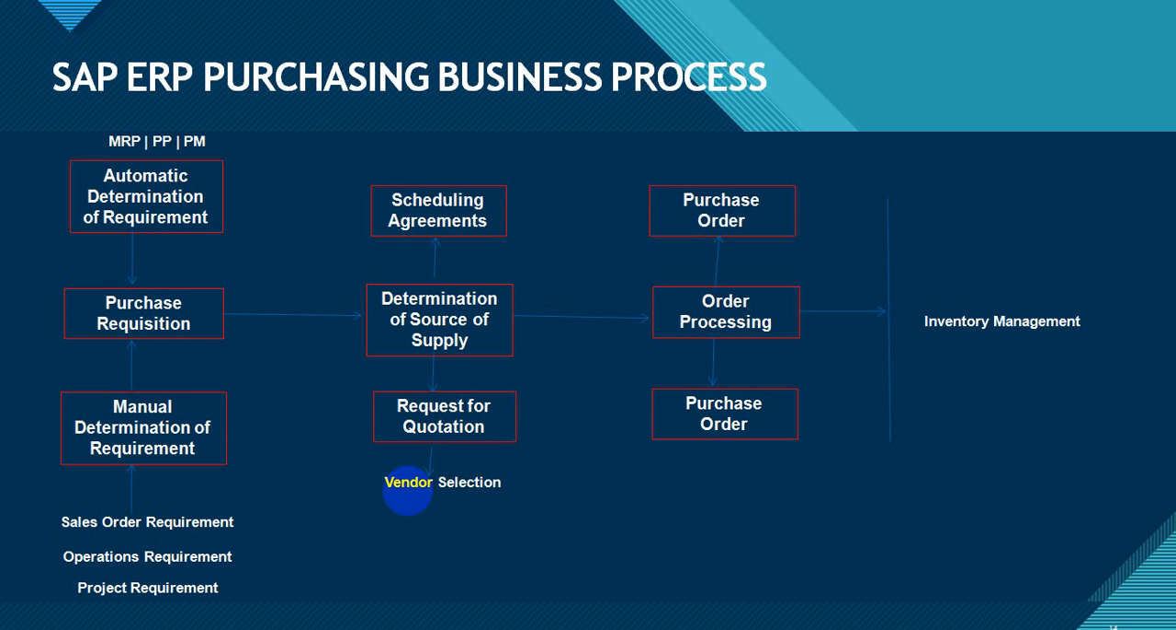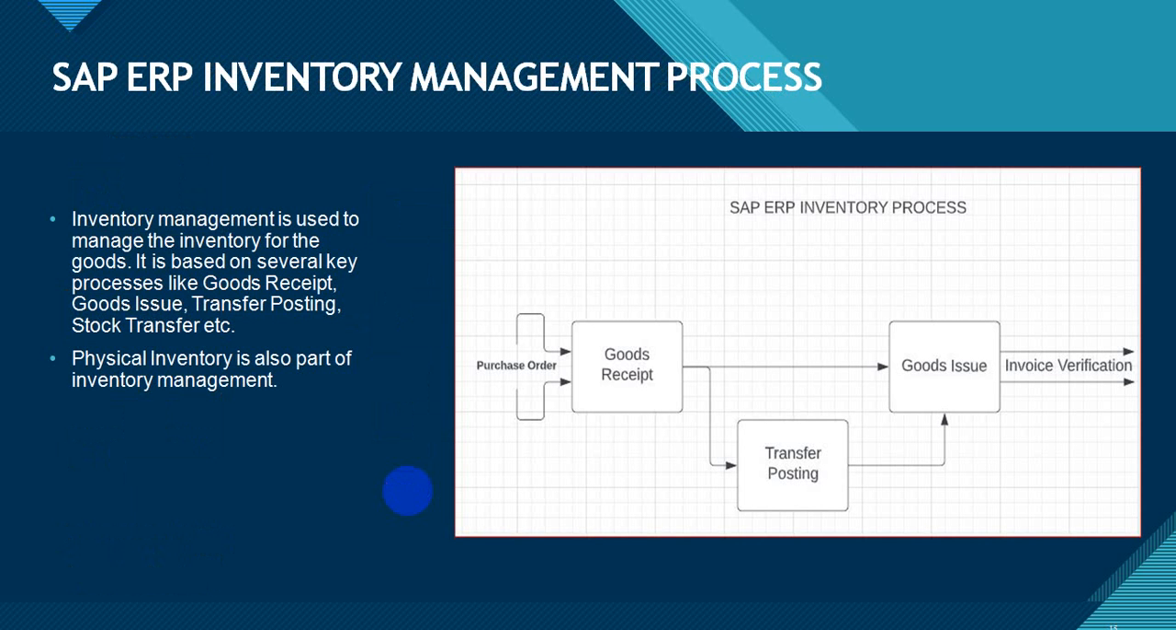Once you have authorized the vendor, the next thing is that the vendor will deliver. When the vendor delivers, it is going to deliver into your inventory, depending on the kind of item anyway. So let's look at the inventory management process. The inventory management process is used to manage the inventory for the goods that are delivered, or your general inventory anyway. It is based on several key processes like goods receipt and goods issue.